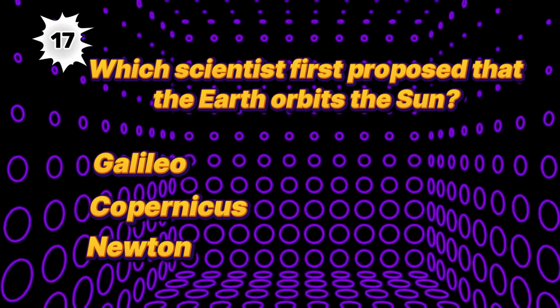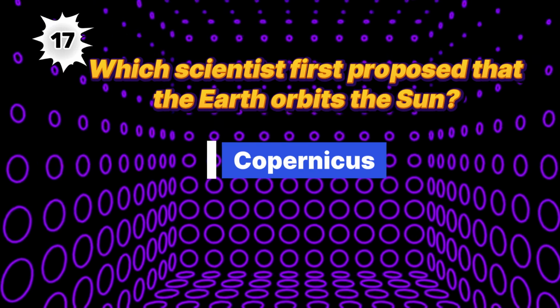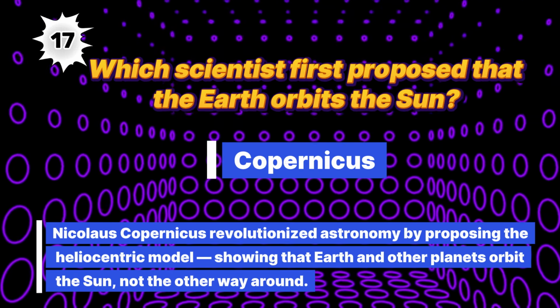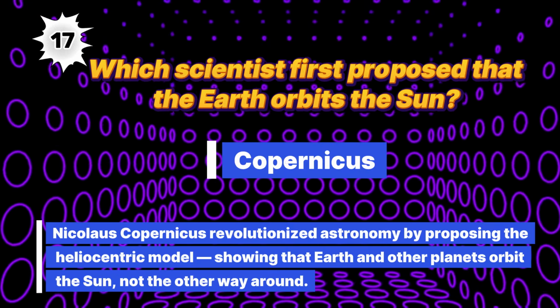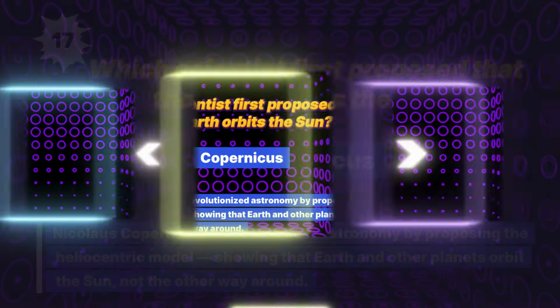The pioneer was none other than Copernicus. Nicholas Copernicus revolutionized astronomy by proposing the heliocentric model, showing that Earth and other planets orbit the Sun, not the other way around.